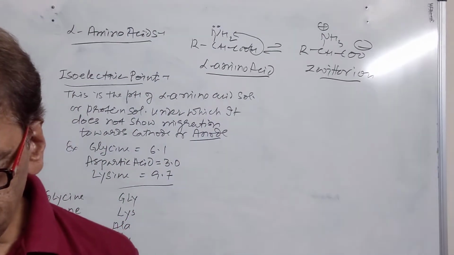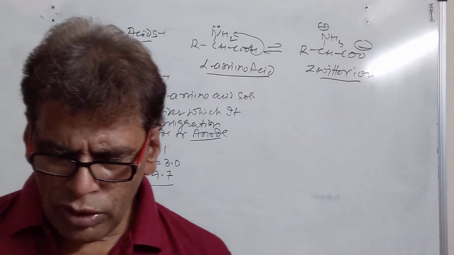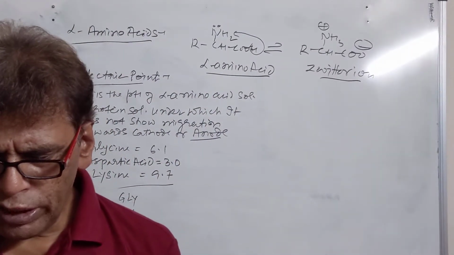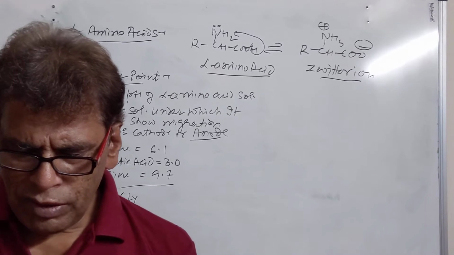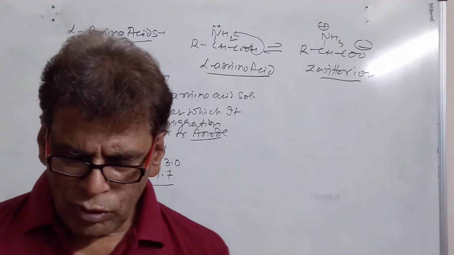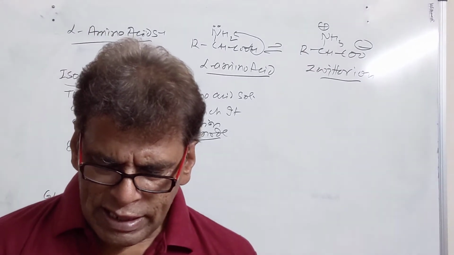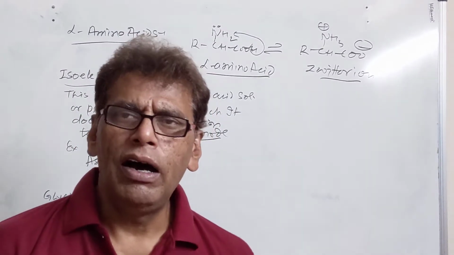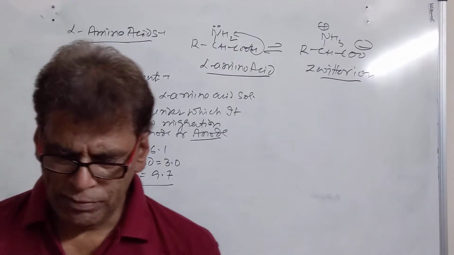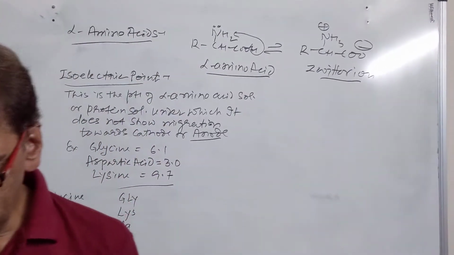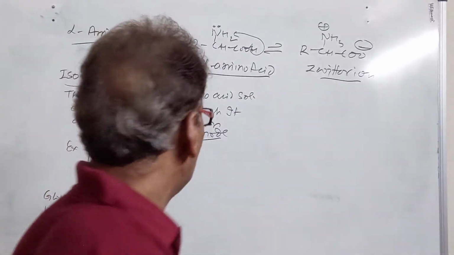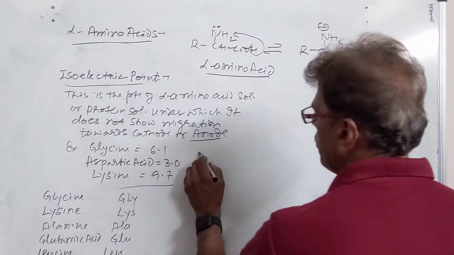Then we have hydroxyproline, threonine, aspartic acid, glutamic acid, arginine, lysine, histidine. So they have the abbreviation of the first 3 alphabets of their names. Then after alpha amino acids, we come to the topic of what are peptides.